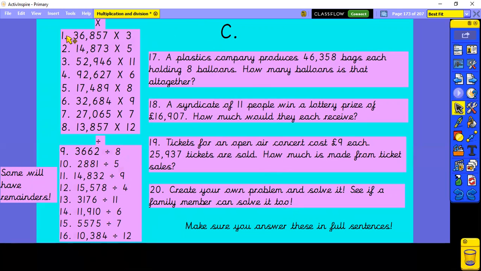Obviously not all of them will, but don't worry if you get remainders, you're on the right track. Make sure you label each of your answers with the number, so when you come to marking, it will make it easier. Okay, so I think that's everything. Pause the video to do the C questions today.